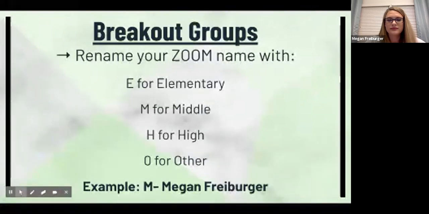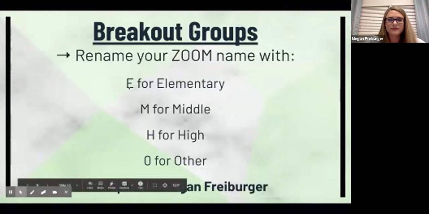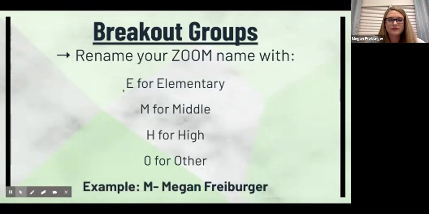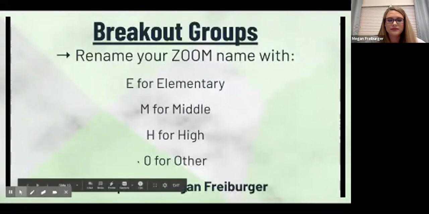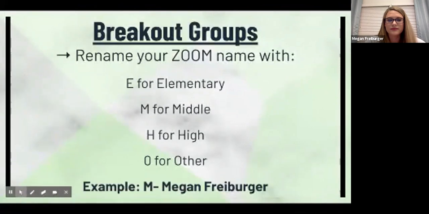If you know how, please rename your Zoom name. Leave your name, but at the very front, put one of these letters to represent which category you fall in: E for elementary if you're an elementary teacher, M for middle, H for high school, and an O if you fit into another category. An example at the bottom, mine would be M and then Megan Freiberger.